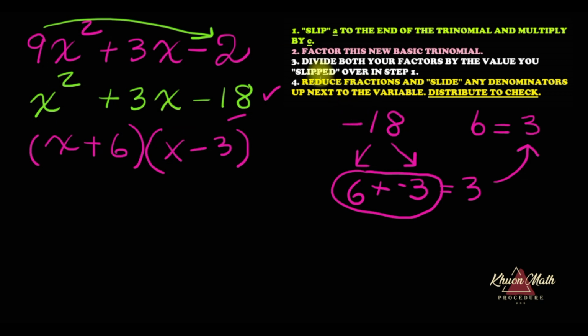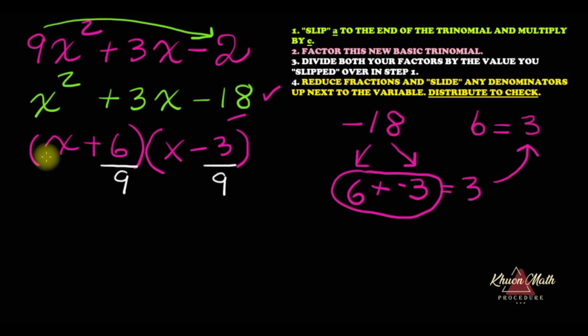Step number 3 is to divide both your factors by the value you slipped over in step 1. So what did we slip in step 1? Well, we slipped over the a, which is the 9, so we're going to have to divide 6 by 9. And then we have to divide negative 3 by 9. Okay, so step 3 is really easy. And then step 4 is to reduce the fractions and then slide any denominators up next to the variable.